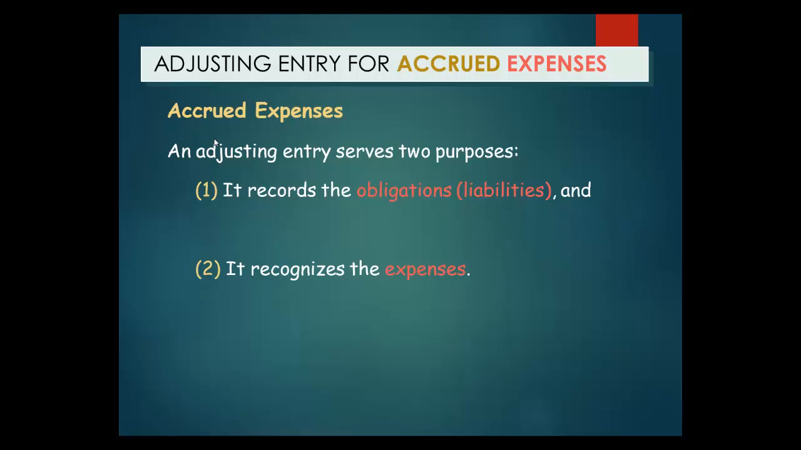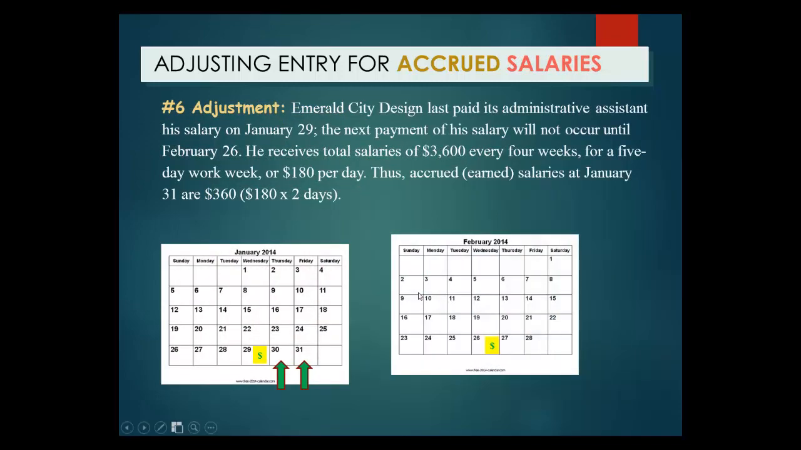So what are we trying to accomplish with accrued expenses? We're trying to say we want to make sure we record all our obligations, our liabilities, and we record and recognize all of our expenses. So again, 1 balance sheet account at least, 1 income statement account. All adjusting journal entries will affect at least 1 balance sheet account and 1 income statement account.